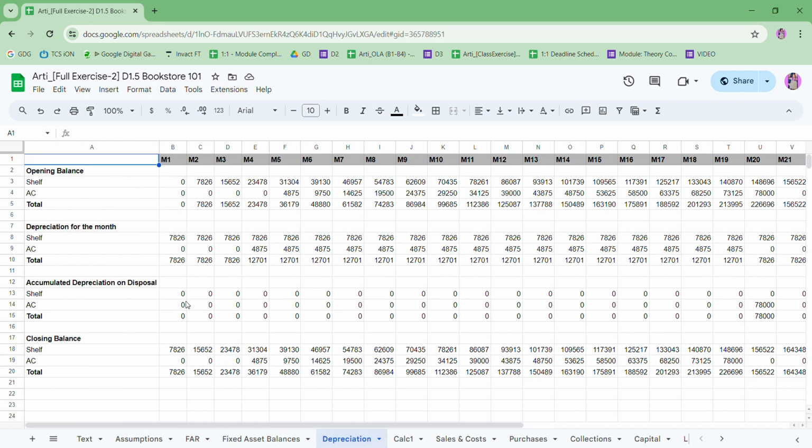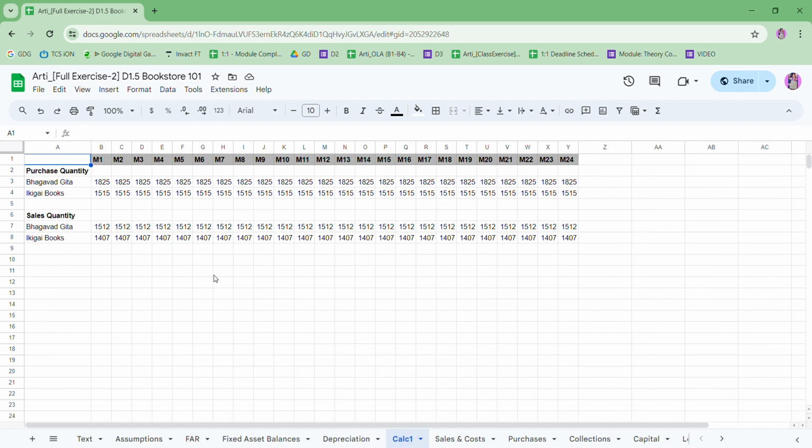Now depreciation: we have calculated the closing balance of depreciation by adding depreciation for the month to the opening balance and deducting accumulated depreciation and disposal. Depreciation for the month has been calculated by dividing the amount by the respective useful life. Calc 1: in Calc 1 we can see the purchase quantity and sales quantity of the respective product.